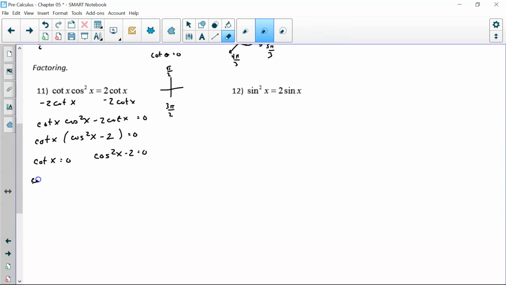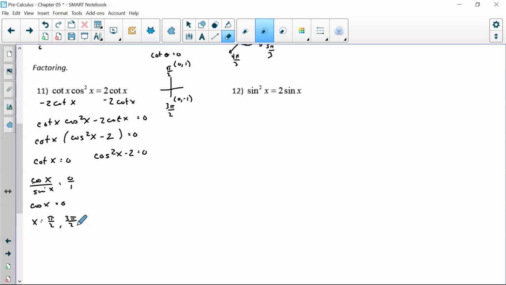Cotangent is cosine of x over the sine of x. Now that equals 0, which is the same as 0 over 1. And if we cross multiply, 1 times cosine of x is cosine of x, and sine of x times 0 is 0. So if you remember, when cosine is 0, once again, that's at our pi over 2 and our 3 pi over 2. So x equals pi over 2, 3 pi over 2.